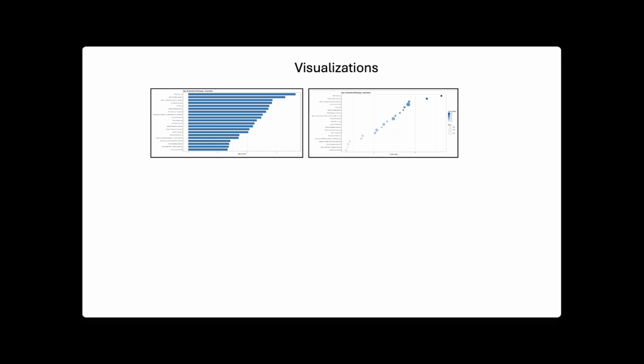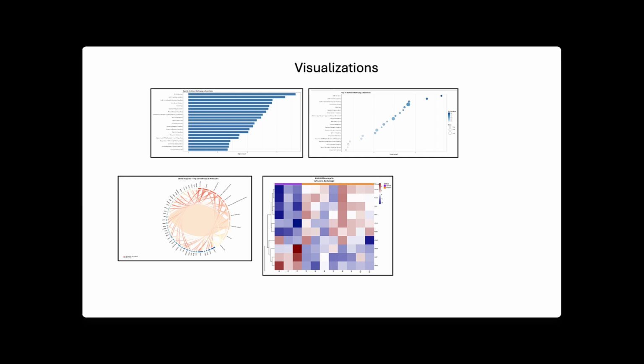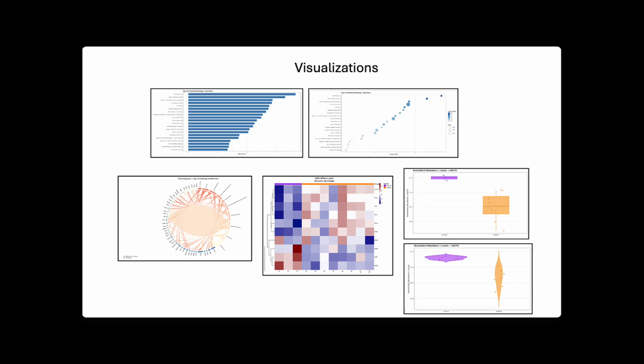data. So the app generates 6 main visualizations: a bar plot, a bubble plot, a chord diagram, a heat map for each pathway, which can be downloaded, or you can download a heat map for all the pathways at the same time, and a box plot or violin plot for the selected genes or proteins of interest. Future versions of the app will add more visualizations, such as volcano plots and principal component analysis, among others.